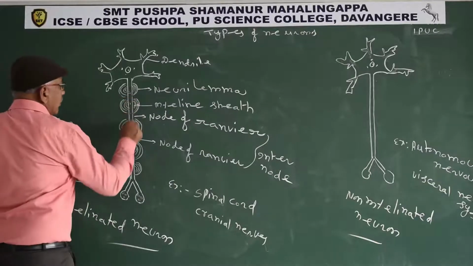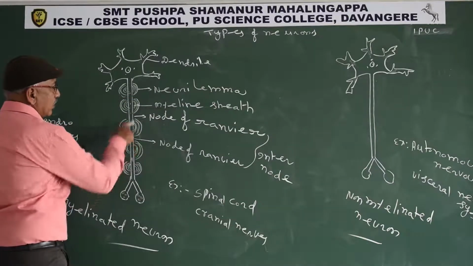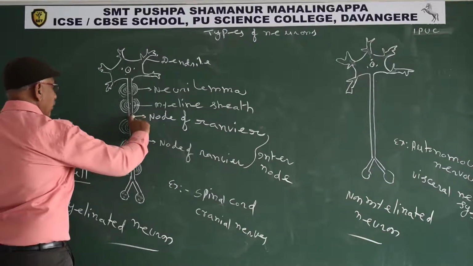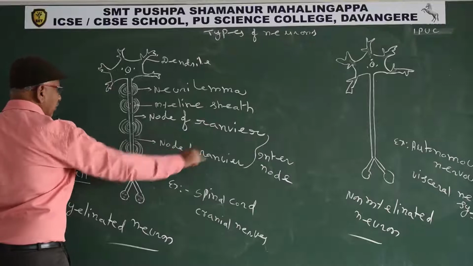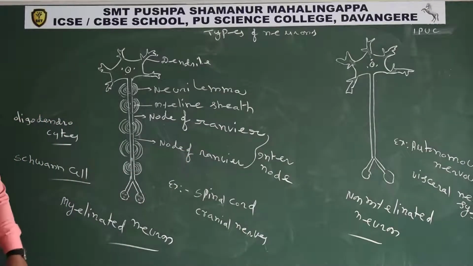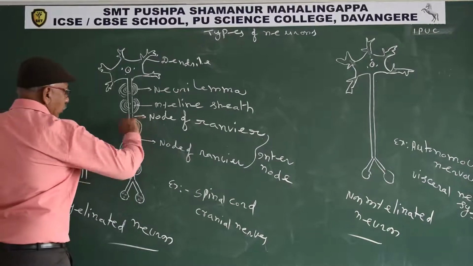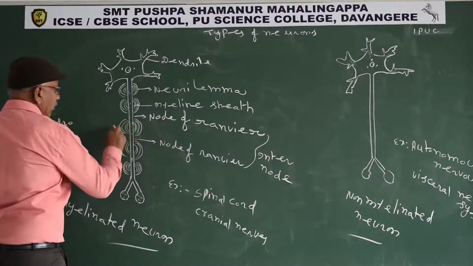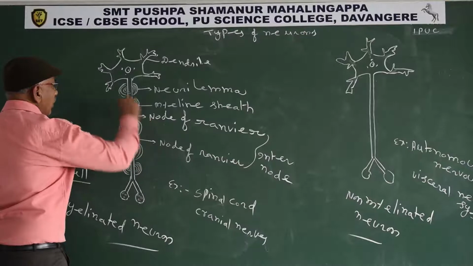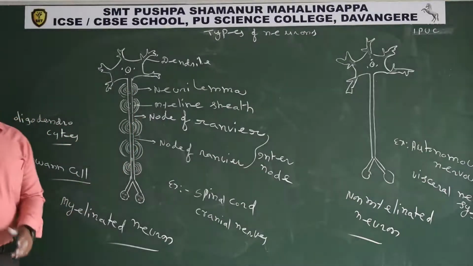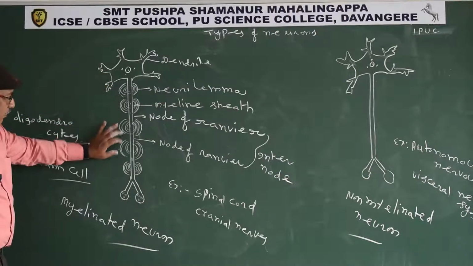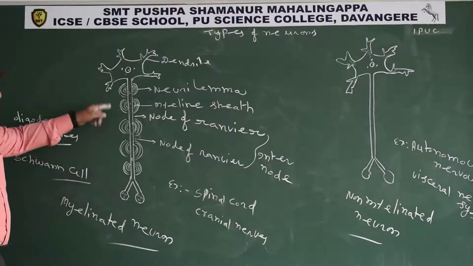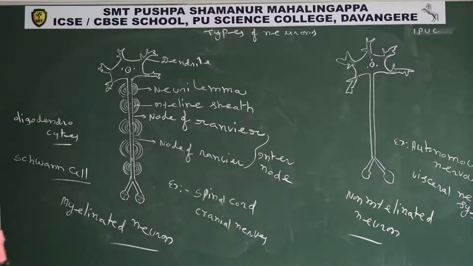The narrow parts of the axon are known as nodes of Ranvier. The portion of axon between two nodes of Ranvier is known as an internode. One Schwann cell protects one internode, so the number of Schwann cells equals the number of internodes. 1, 2, 3, 4, 5. In this diagram, 5 Schwann cells protect the axon.